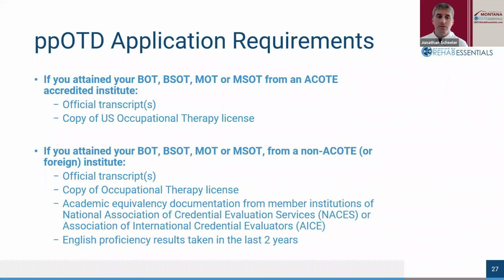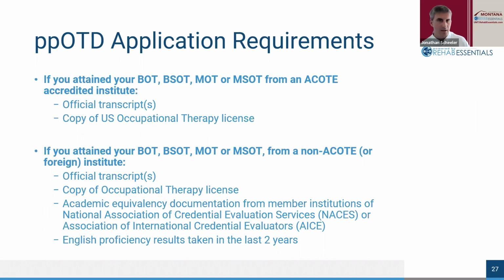Now, that is for those who have received their degree internationally and are now immigrated here and practicing with a US license. For those of you who have attained your degree from outside the US and are still practicing outside the US, the one additional thing we need is that academic equivalency. So if you are not here in the US and practicing in the US, we will need that academic equivalency.